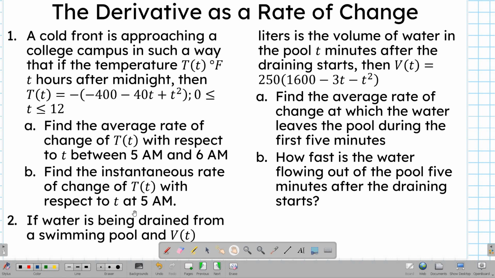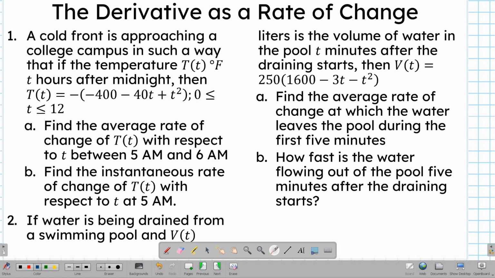And now let's move to number 2. In number 2, water is being drained from a swimming pool, and V of t liters is the volume of the pool t minutes after draining starts, where V of t is equal to this given function. We are asked to find the average rate of change, and then how fast the water is flowing out of the pool 5 minutes after the draining starts. So let's solve for that.